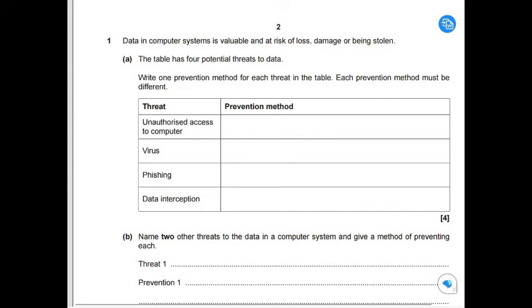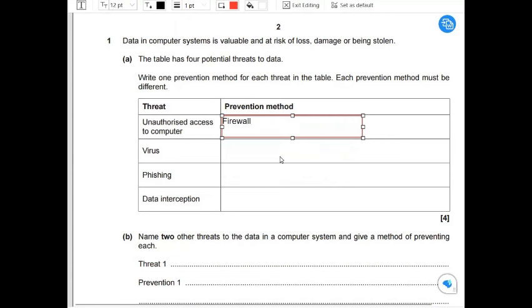Okay? So we would have to think about alternatives. Firewall can only be mentioned once. So if I choose to mention firewall here, I'm not going to be able to mention it again. So firewall's one prevention method. For a virus, we could have firewall, but we've already mentioned it, so we're not going to say it again. So what we can have is antivirus.